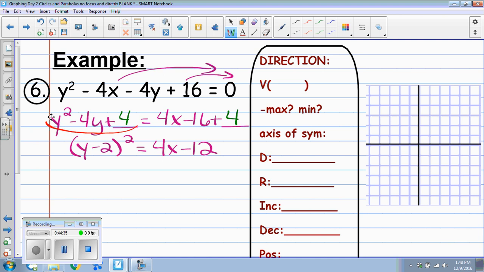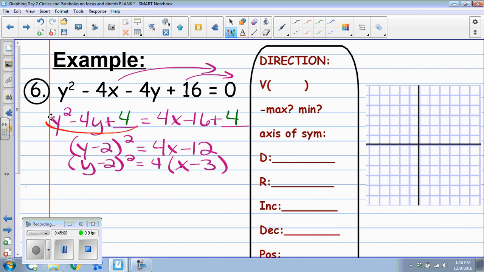Now, when you do this type of problem, what will happen is you'll end up with a binomial on the right-hand side that you can factor the greatest common factor out of. The reason why you do that is because that gets your A. Okay? So what's my greatest common factor on the right? 4, right? So, correct? Yeah. So we'll have y minus 2 squared equals 4 times x minus 3. See what I did there? Factor out 4. Okay?